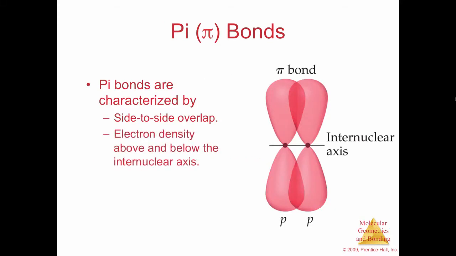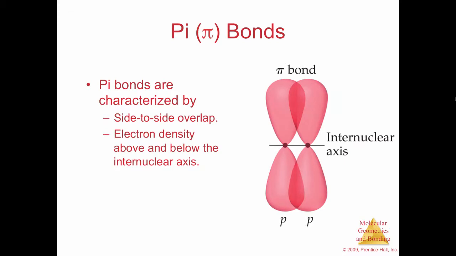Pi bonds are characterized by side-to-side overlap, electron density above and below the internuclear axis. To describe multiple bonding, we will consider pi bonding. This is one result of overlap between two p orbitals that are oriented perpendicular to the internuclear axis. Unlike in a sigma bond, in a pi bond the electron density is not concentrated on the internuclear axis. The sideways orientation of the p orbitals in a pi bond makes for a weaker overlap. As a result, pi bonds are generally weaker than sigma bonds.